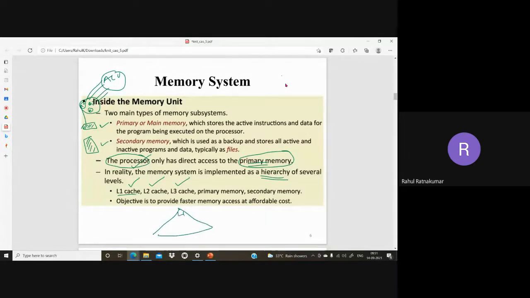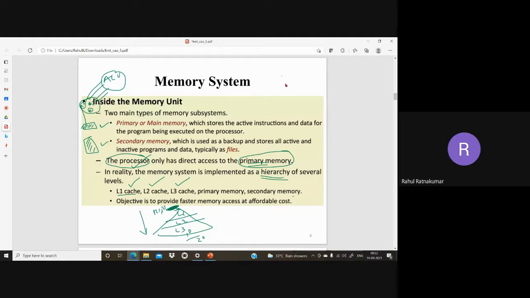L1 is the fastest, and L2 is the next fastest. Then L3, where the size is again increasing. As we go down, the size of the memory is increasing and speed is decreasing. The cost is also decreasing from top to bottom. And then we have primary memory, then secondary memory. The processor registers are at the top of the pyramid, R1, R2, R3, something like this.